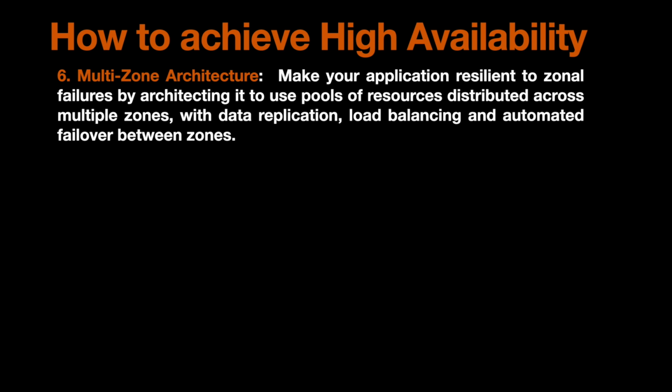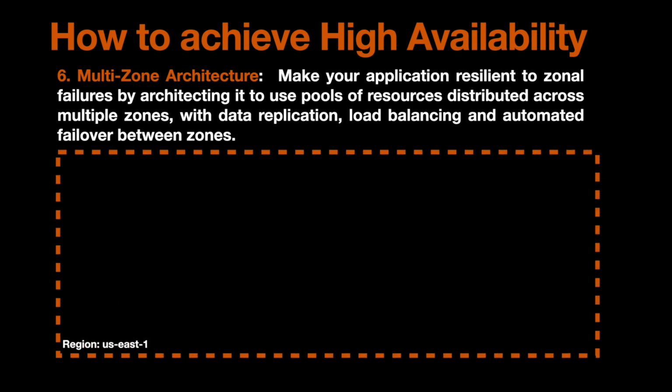Number 6, multi-zone architecture. This is one of the important architectural things for achieving high availability. Say for example, we have multiple instances of our app server and data server running, right? But they are all in one single data center. What will happen? If the whole data center goes down, our service won't work, no matter how many instances we maintain. That's why AWS and other big cloud service providers introduced the concept of availability zones within a region.